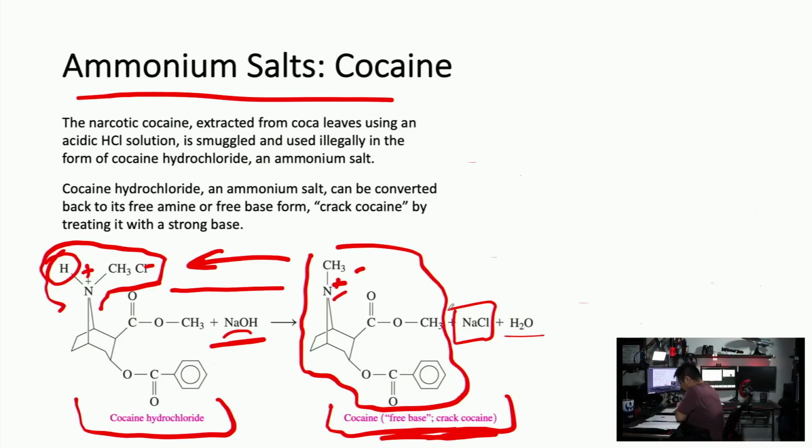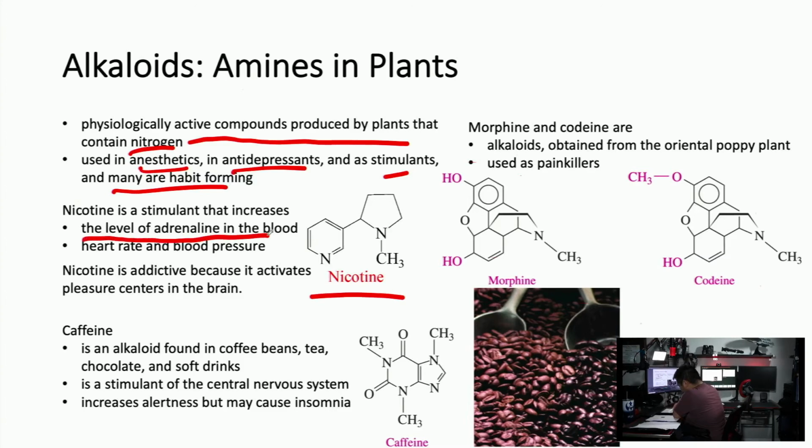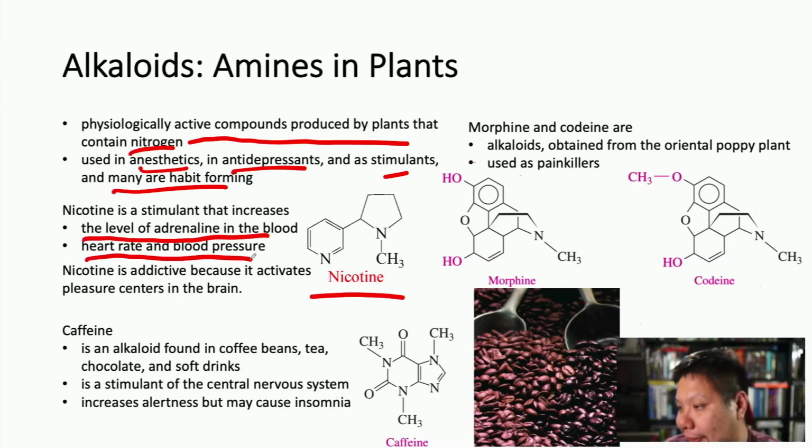Oh, here we go. Here's something that's helpful to people actually. Alkaloids, right? So, alkaloids are physiologically active compounds produced by plants that contain nitrogen, right? And they're used as anesthetics, antidepressants, and as stimulants, but they are habit forming, right? So one of those alkaloids is nicotine, right, from cigarettes. What does this do? It increases the level of adrenaline in the blood, increases the heart rate and blood pressure. Maybe nicotine's not that good for you, right?